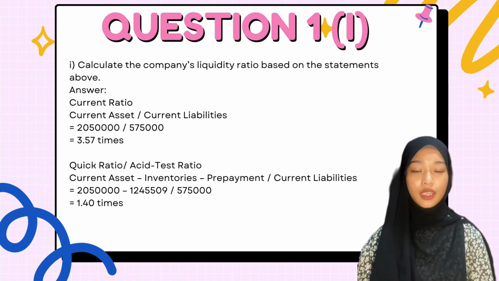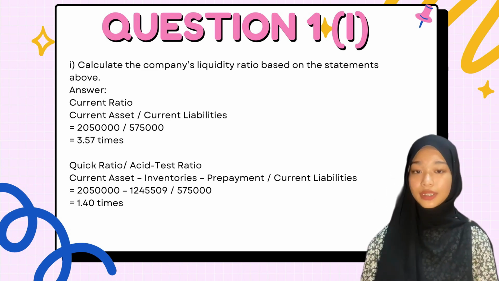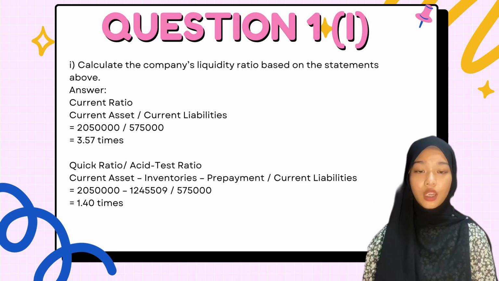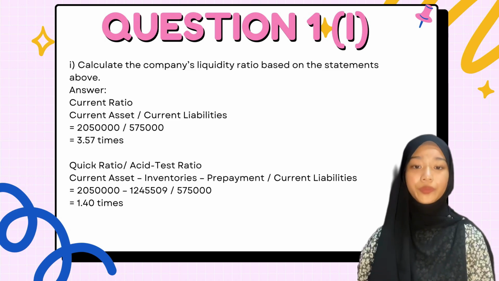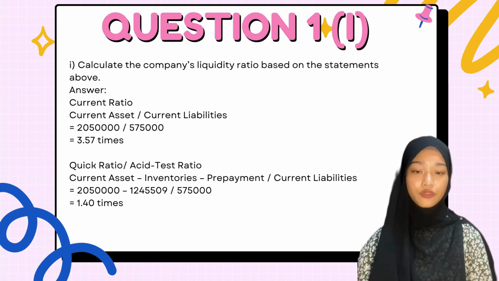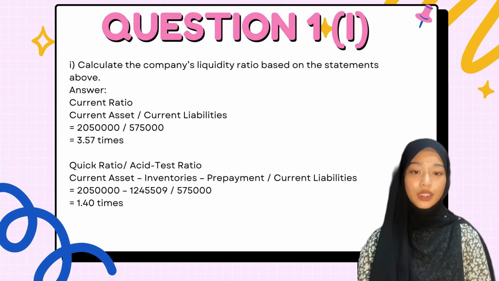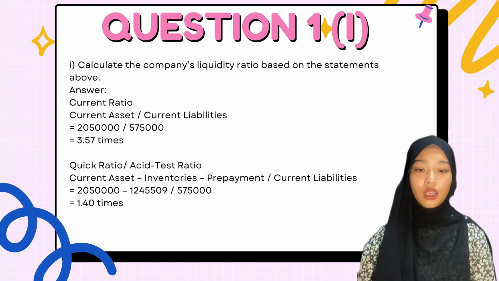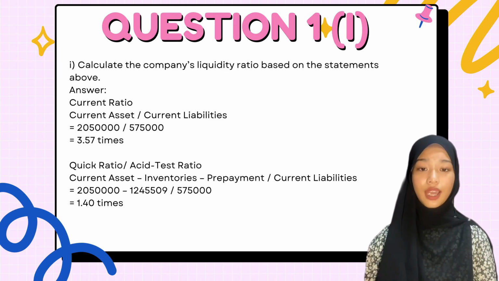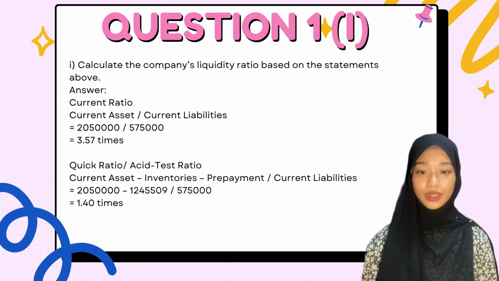My question is number 1. First Roman is calculate the company's liquidity ratio based on the statement above. Liquidity ratio has two types, and the first type is current ratio. The formula for current ratio is current asset divided by current liability.